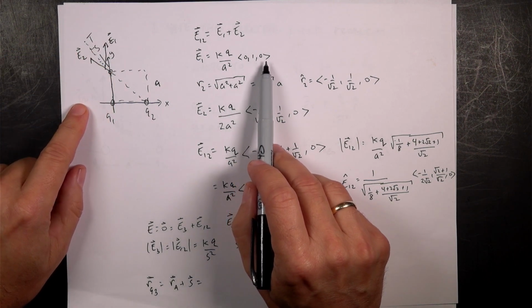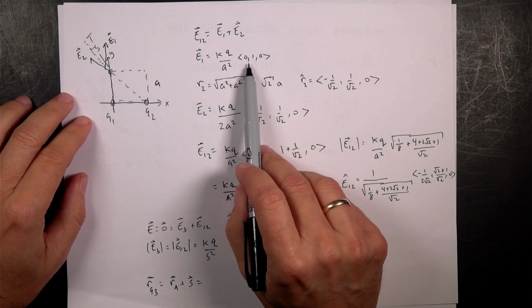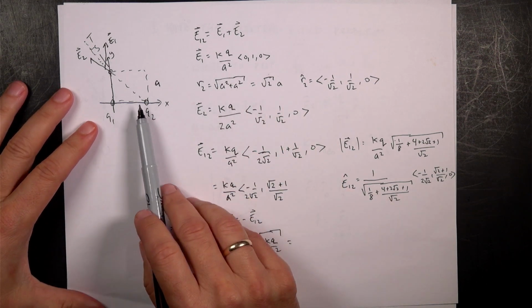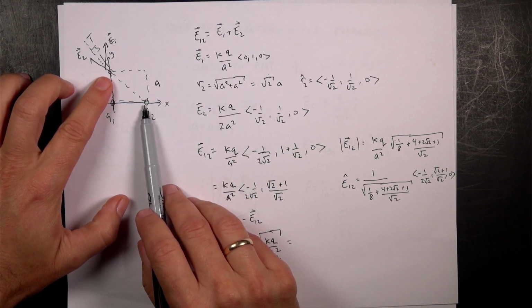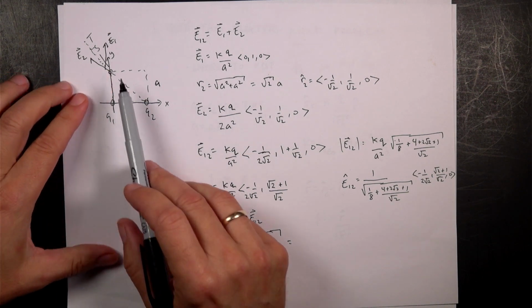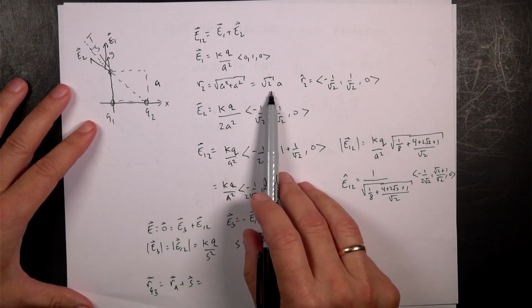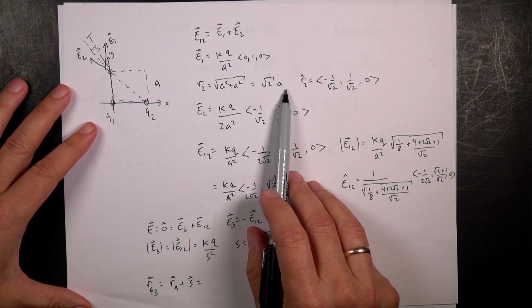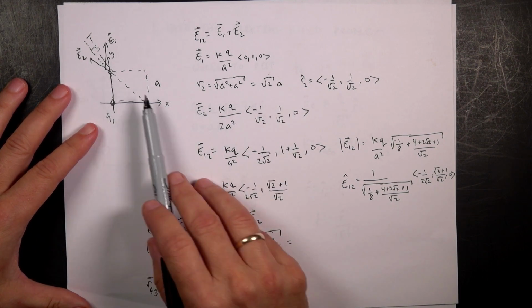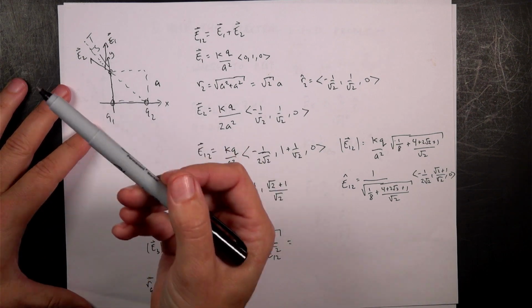So 0, 1, 0. That's my vector in the y direction. That's a unit vector. Okay, now for this charge, I need to find the distance. And so the distance, this is A, that's A. So this is going to be square root of A squared plus A squared, or square root of 2 A. And I need to find that unit vector. And this is kind of like at a 45-degree angle.